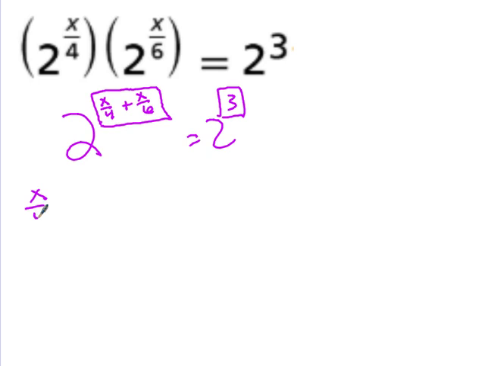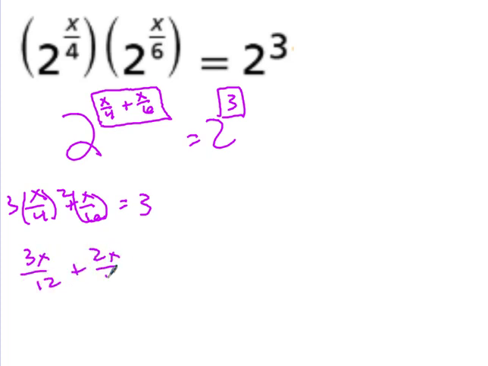Okay, so that's my separate equation. I know I have x over 4 plus x over 6 equals 3. Need to have a common denominator. My common denominator is 12, so I can multiply by 3 and multiply by 2. 3x over 12 plus 2x over 12 equals 3. 5x over 12 equals 3. And now I get to just multiply by the reciprocal, which is 12/5.